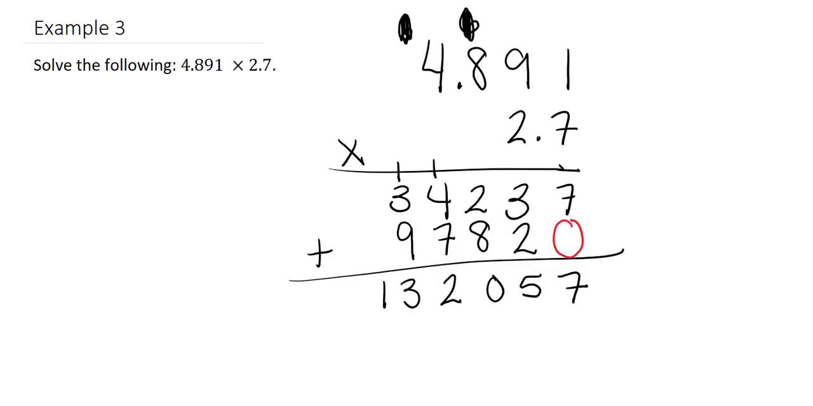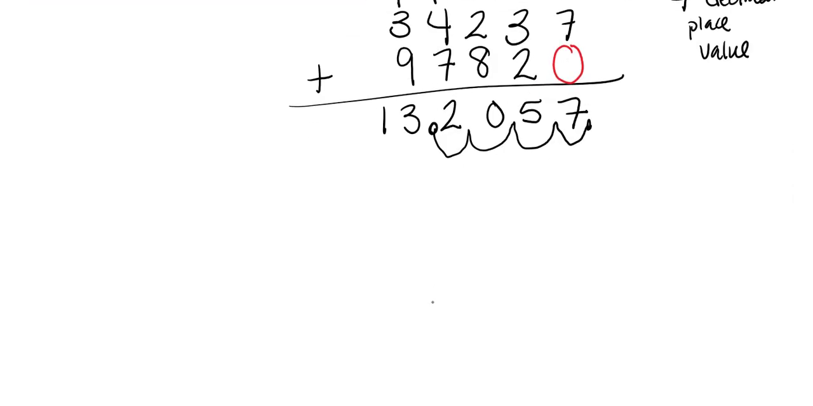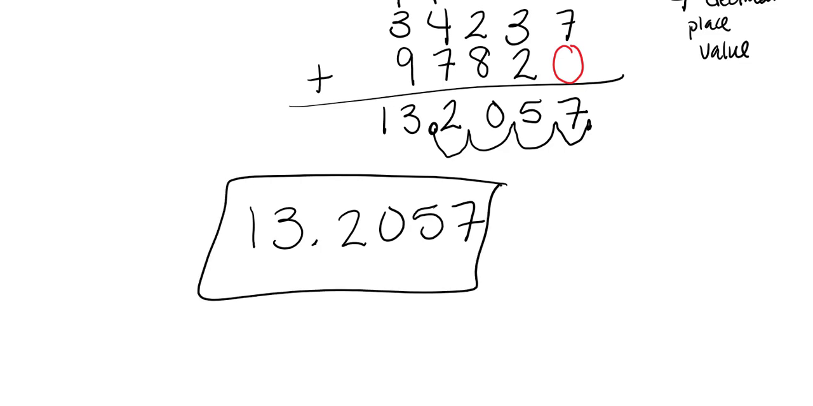Now let's look at how many decimal place values we have in each number. So for this one we have 3. For this one we have 1. We add those together and we get 4 decimal place values. So we're going to take our decimal, move it to the left, 4. 1, 2, 3, 4. We put our decimal right there. So our number is 13.2057. That would be our solution.